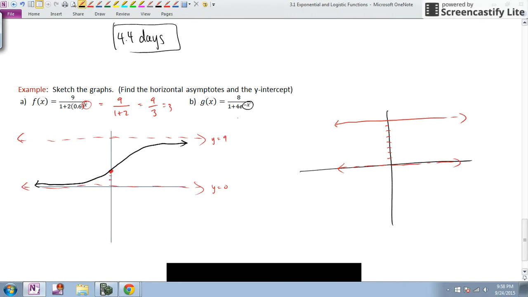I'm going to put a 0 in for x. So that's going to be 8 over 1 plus 4, 8 over 5. So that's like 1.6. And so boom, there she is. So it's going to start like this. It's going to go through that point, and then it's going to level off. That's how you sketch these bad boys, right?